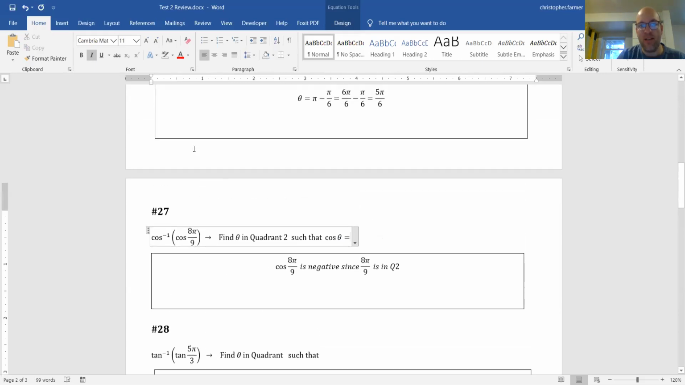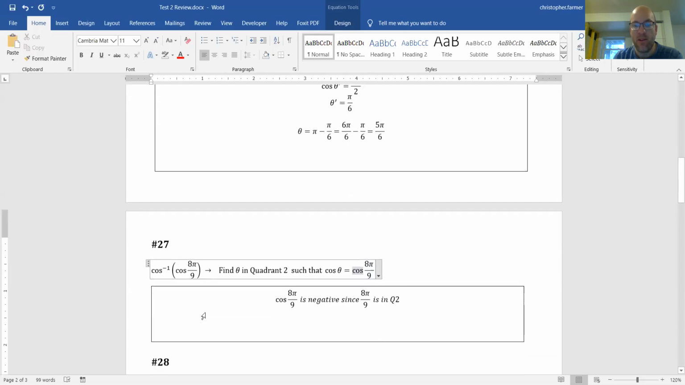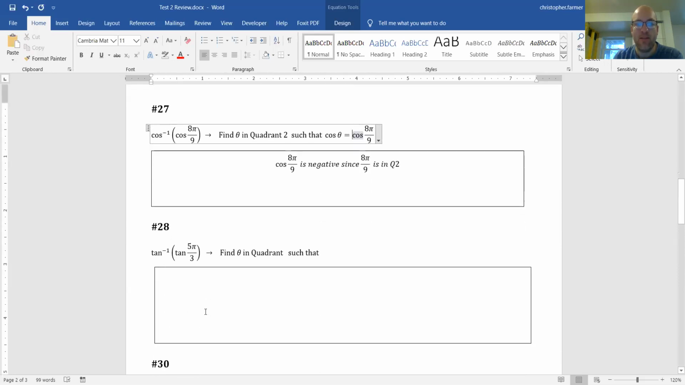So let me scroll up so you can see this. Just to compare and contrast, we said that our inverse cosine is going to give us an angle theta, where cosine of theta was equal to whatever the number was inside here. Down below, same thing. The inverse cosine is going to give us the value theta, where cosine of theta is equal to whatever's on the inside. And I don't know what cosine of 8 pi over 9 is, so we'll just leave that as cosine of 8 pi over 9. If you write it this way, in certain problems at least, this becomes kind of a no-brainer.